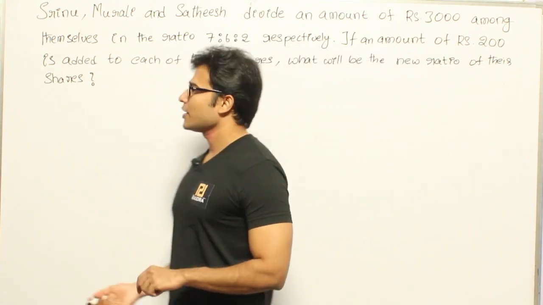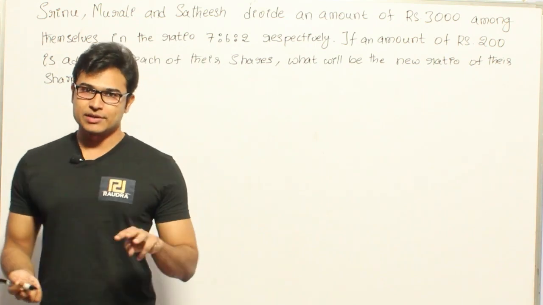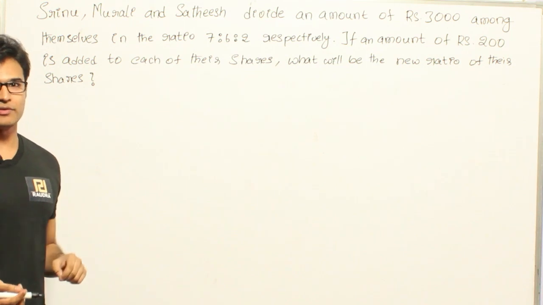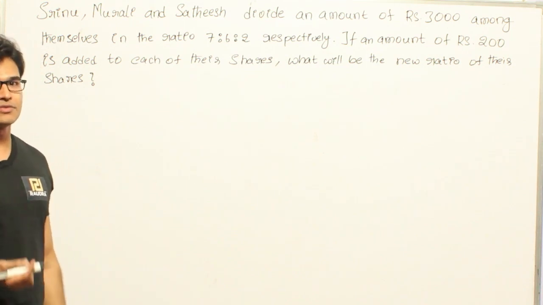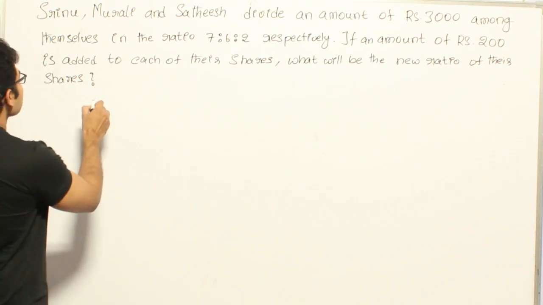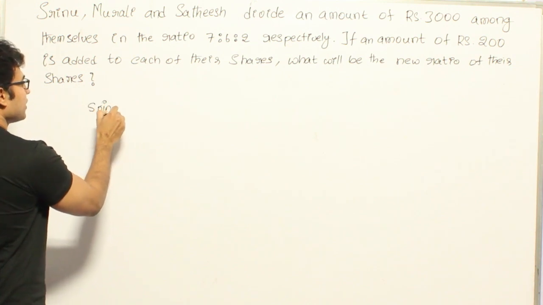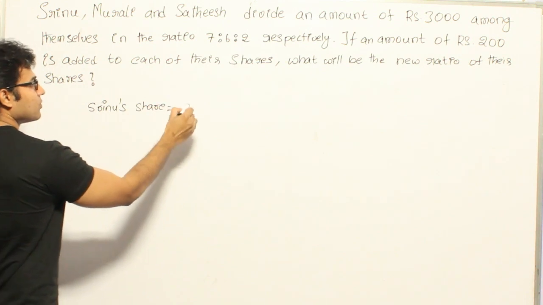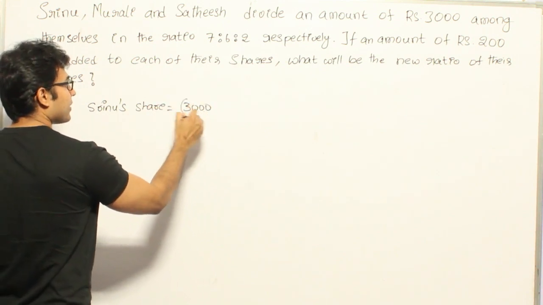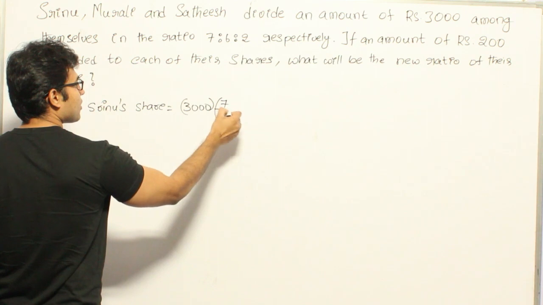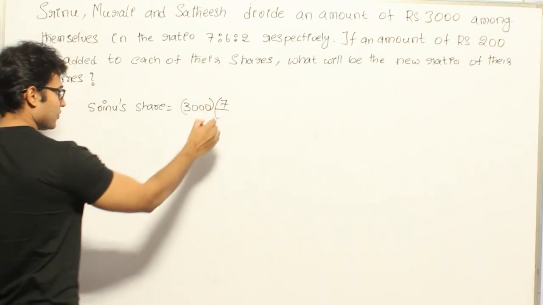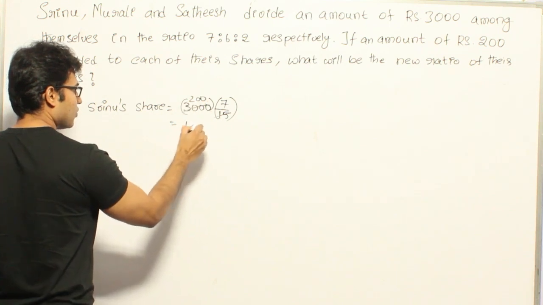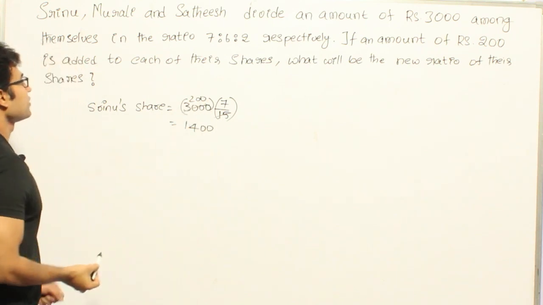So first way is find out what Srinu, Murli and Satish will get out of 3000. Then you add 200 to each one of them and then find out the ratio again. That is one way. So what I mean by this is find out Srinu's share. Srinu's share will be equal to, out of 3000 he is going to get 7 parts out of 7 plus 6 plus 2, 15 parts, right? Therefore it is 200, which means 1400 is the Srinu's share.